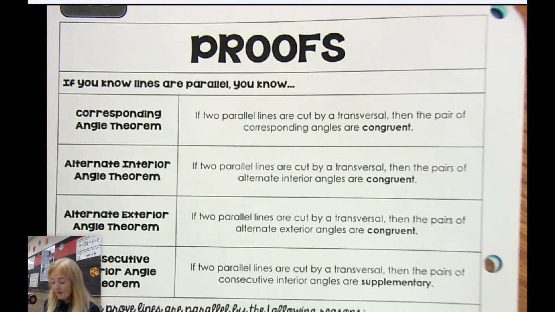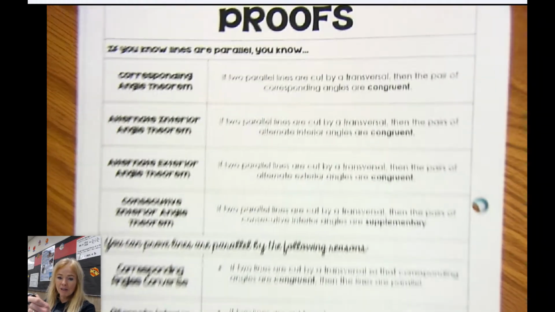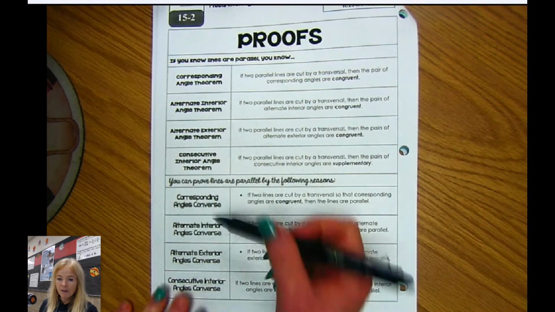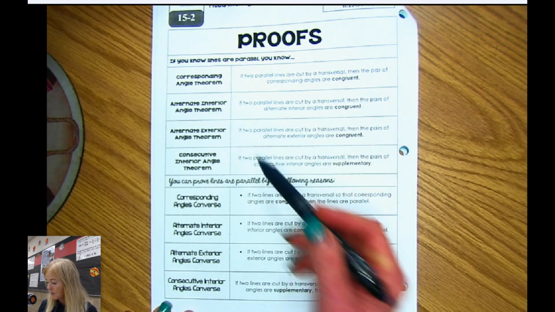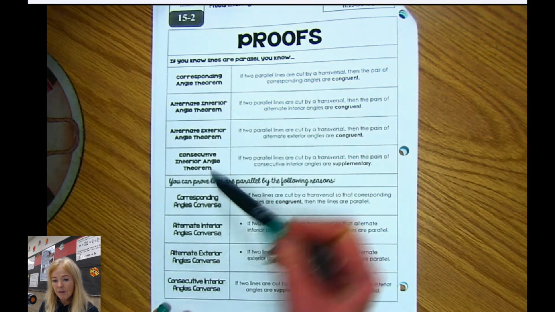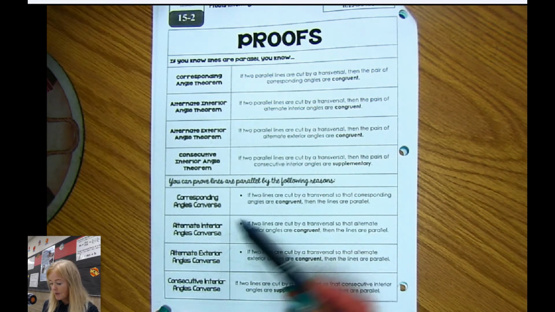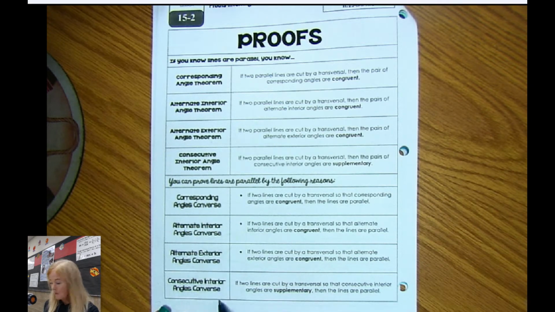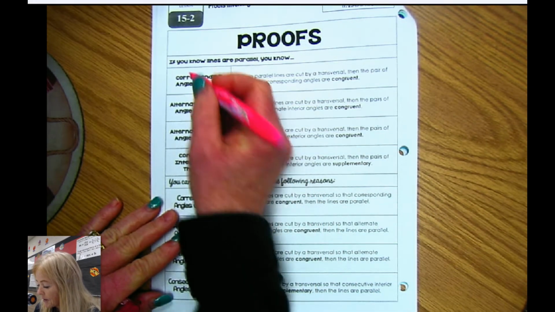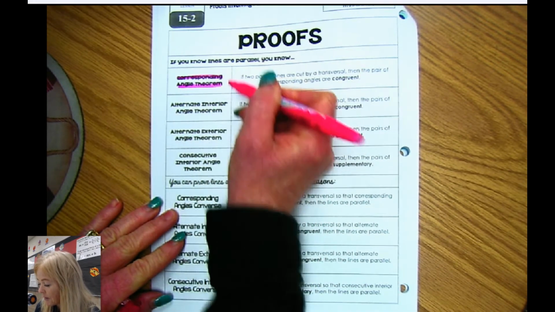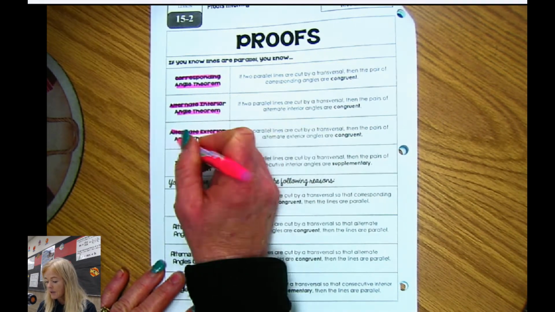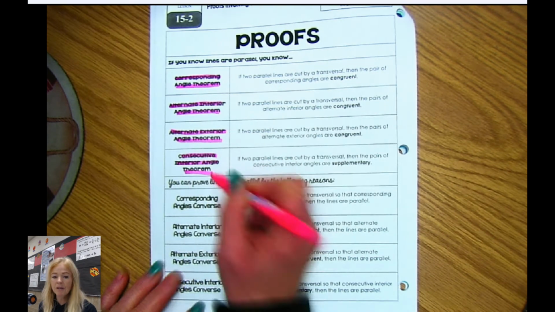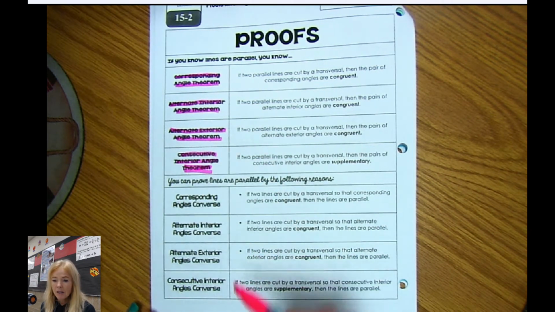All right, if you look at this packet, I'm going to zoom out here for a second, you notice that with this lesson you have 4 parallel proofs or theorems that you already know. Notice they all end in theorem. And then you have 4 converse theorems. So the whole lesson today is going to deal with corresponding angle theorem, alternate interior angle theorem, alternate exterior angle theorem, and consecutive interior angle theorem. Those are the theorems that we're dealing with in the beginning.